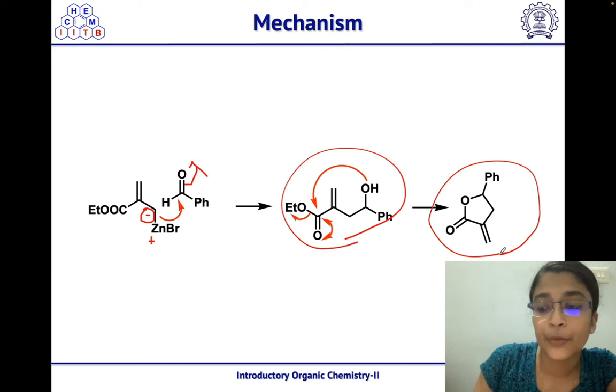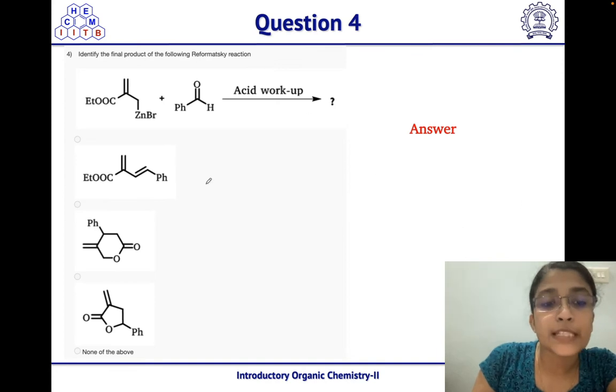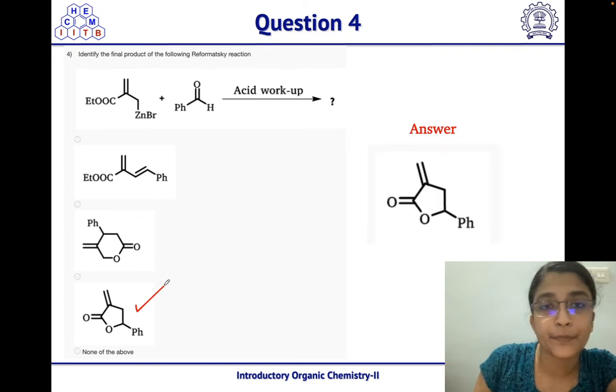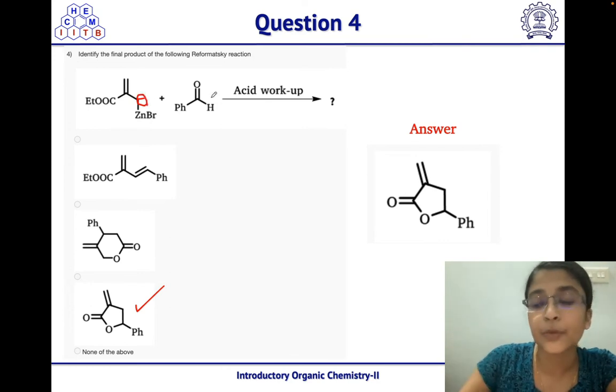Clear, ma'am. Okay. So out of these three, this is the right answer as we have seen in the mechanism. So Reformatsky reaction is also similar to Grignard reaction. Here instead of MgBr we have ZnBr. Here this will be having partial negative charge and it can add on to electrophiles. It is also similar to Grignard reaction.